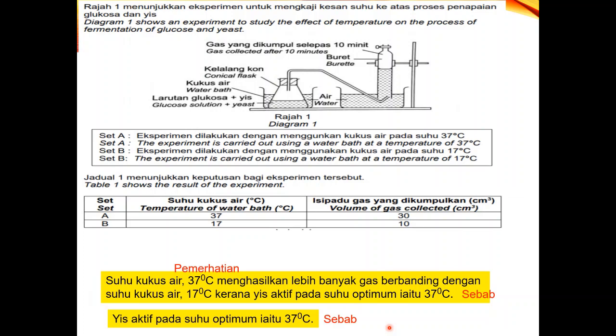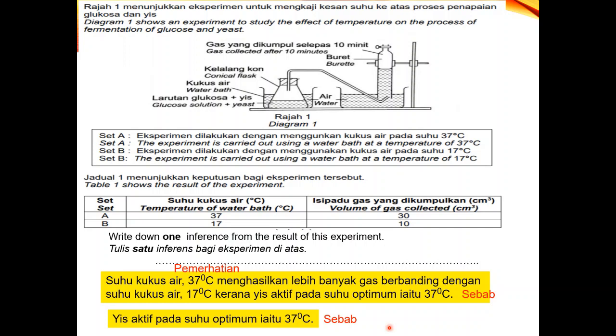Okay, next example just now, we look at this one. So this is an observation. The temperature of the water bath at 37 Celsius degree produces more gas when compared with the temperature of water bath at 17 Celsius degree. Why? Sebab dia, because you can write down the yeast is active at the optimum temperature, that is 37 Celsius degree. So there are two ways for you to write. Either you write down pemerhatian plus sebab, ataupun you just write down sebab only.